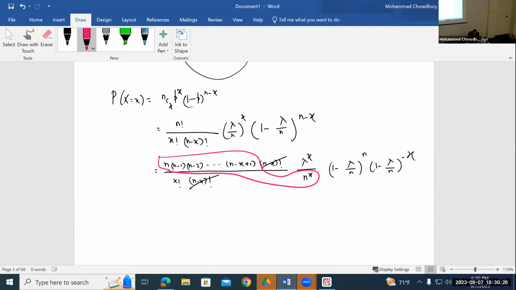Now take a look at that. I want to put here n over n, and then n minus 1 over n, and then n minus 2 over n, and then n minus x plus 1 over n. So how many n are in there? 1, 2, up to n minus 1 n's in there, together with this n. So n to the power x, that is matching with this. Are you understanding?